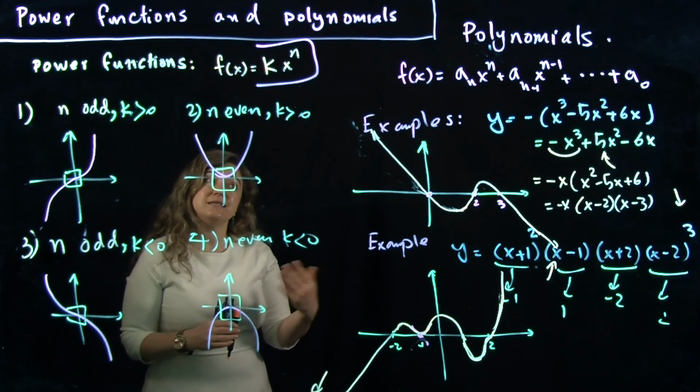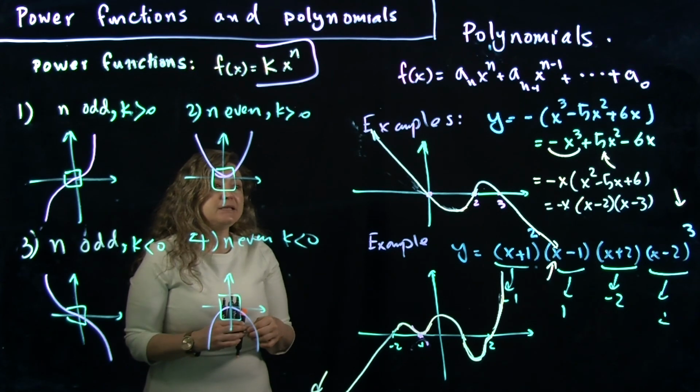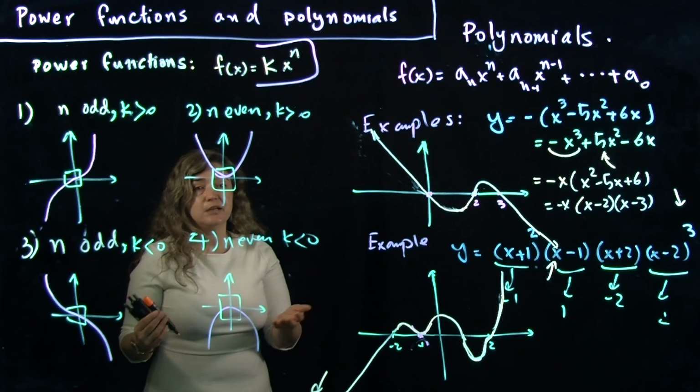Next is an example where a polynomial is being used, and then discussing the intermediate value theorem.